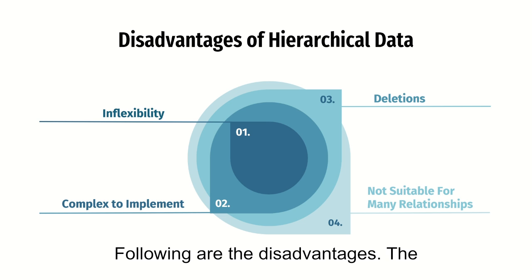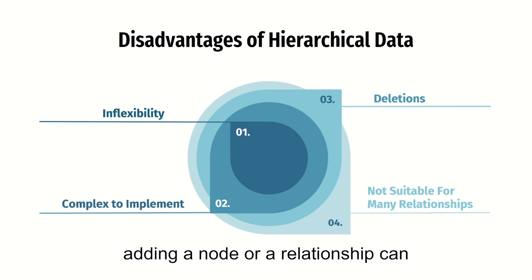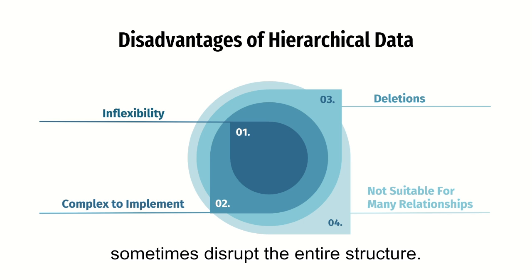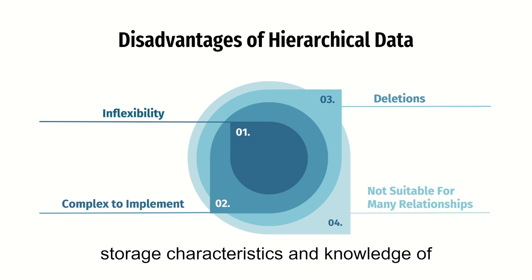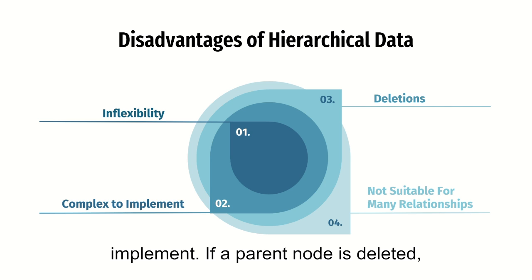Following are the disadvantages. The model is inflexible and rigid, and adding a node or a relationship can sometimes disrupt the entire structure. Implementation of hierarchical data systems requires understanding of data storage characteristics and knowledge of the organizational structure. This makes it complicated and difficult to implement.